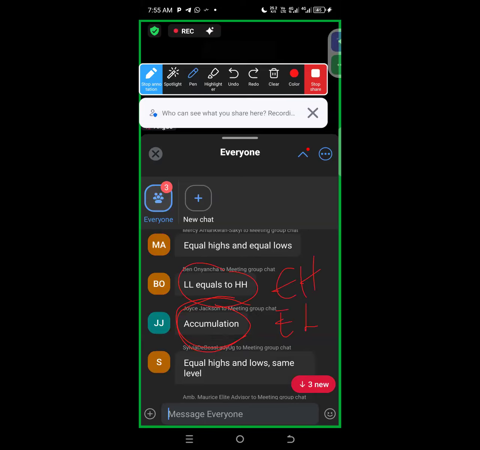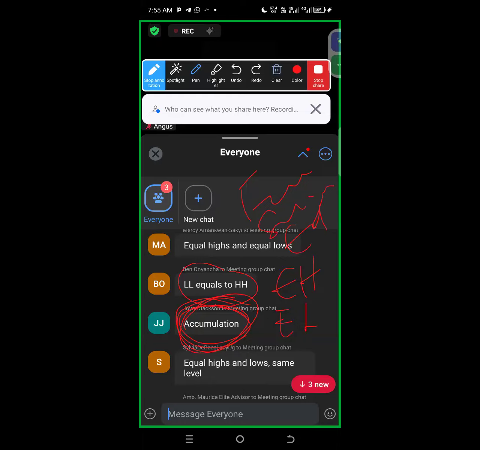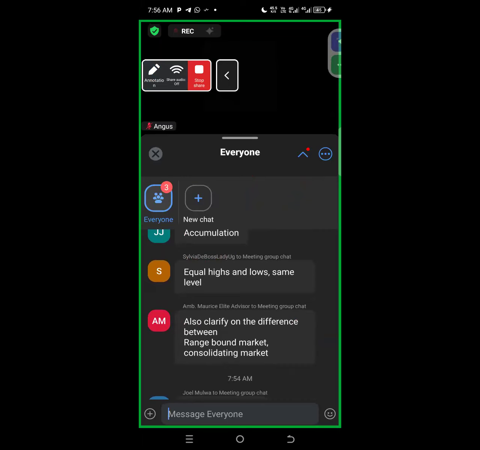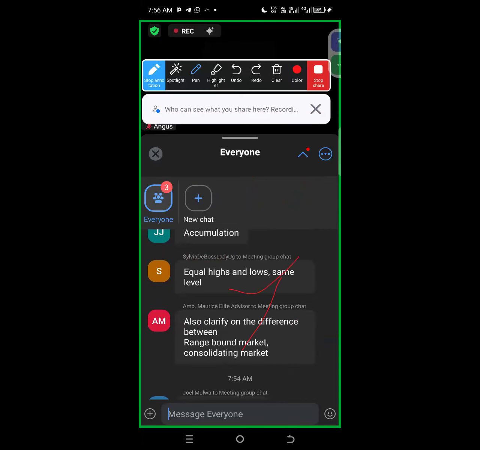Equal highs, equal lows. Joyce, Jackson, which one is accumulation? I've not taught you accumulation this morning. We said if you want to observe the formation of a swing market, they form equal highs and equal lows. It is that simple. We do not talk about accumulation here. So very good. Equal highs, equal lows at same levels. Good.